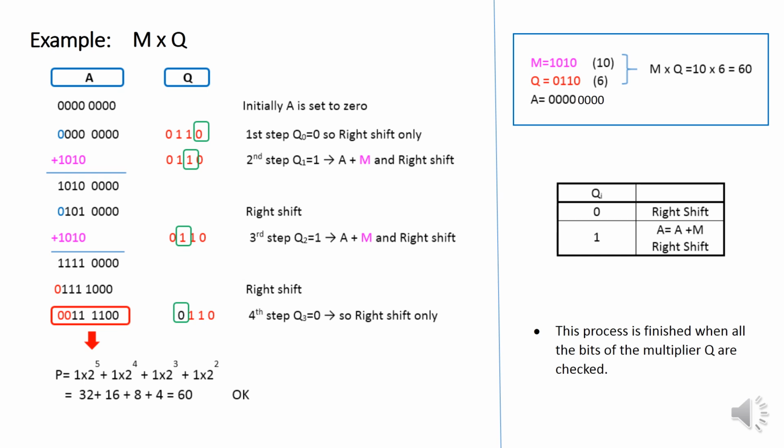So the result of the multiplication is 00111100. This is the verification. The result is correct. Note that the process is finished when all the bits of the multiplier Q are checked.